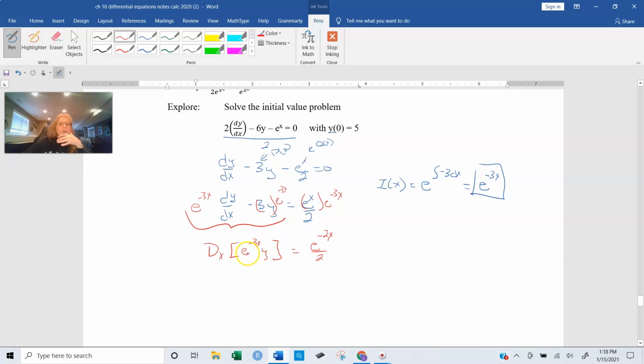So the derivative of the first is e to the negative 3x times negative 3, right here, times y, plus the original times the derivative, dy/dx, which is this one. So they both work. You're using just your product rule here. Okay, now, since we have that done correctly, we do our antiderivative.